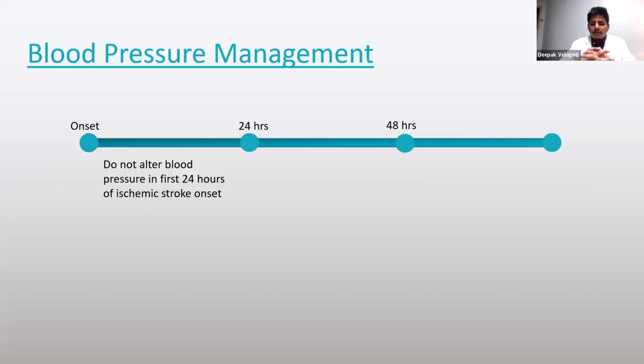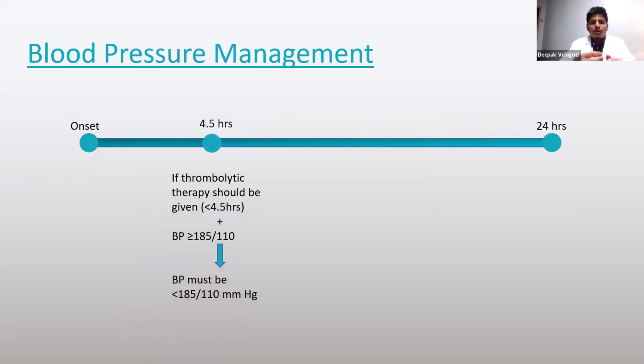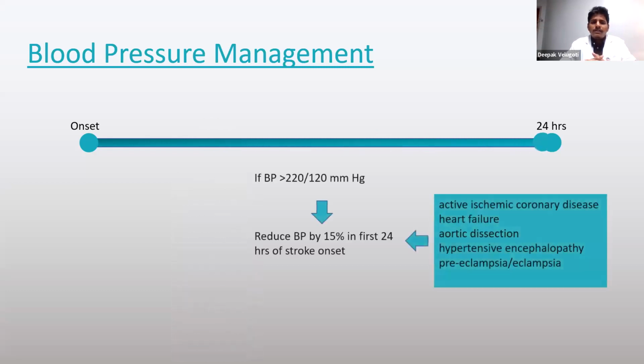And coming to the blood pressure management, in case of stroke, especially ischemic stroke, we do not alter any blood pressure in the first 24 hours unless the patient is eligible for thrombolytics and is having blood pressure over 185 or 110 mmHg. The blood pressure must be reduced to less than 185 or 110 mmHg. And patients who have blood pressure over 220 or 120 mmHg, or patients with a heart condition such as ischemic coronary disease, heart failure, aortic dissection, we reduce blood pressure by 15% in the first 24 hours of the stroke onset.